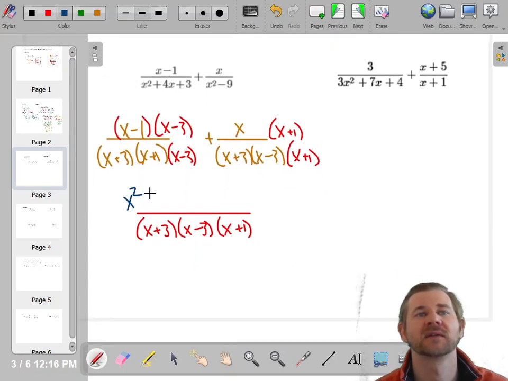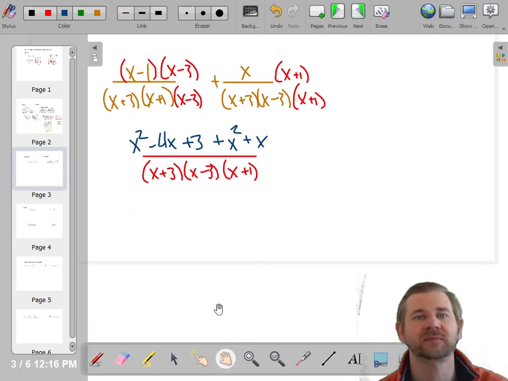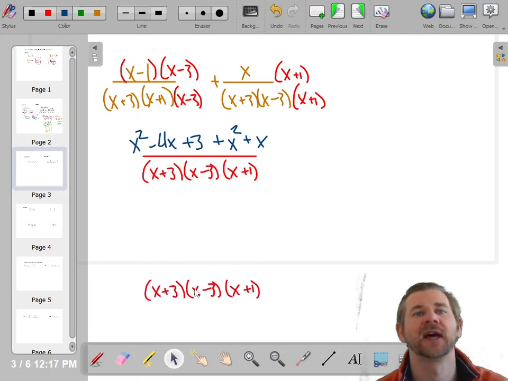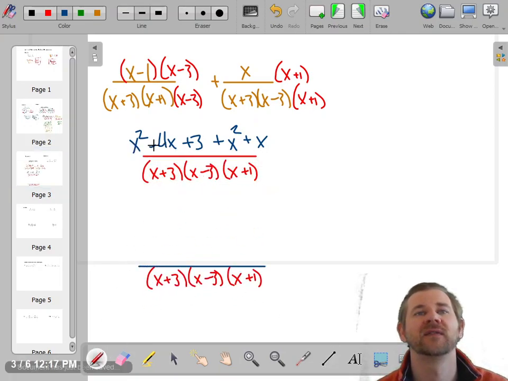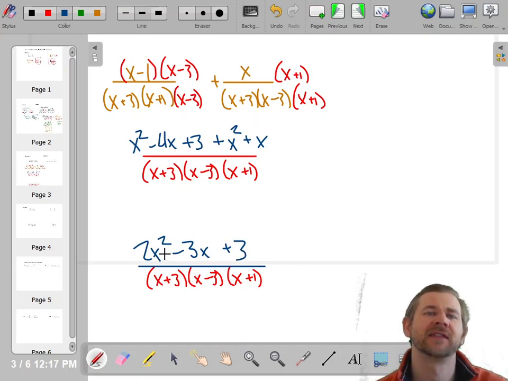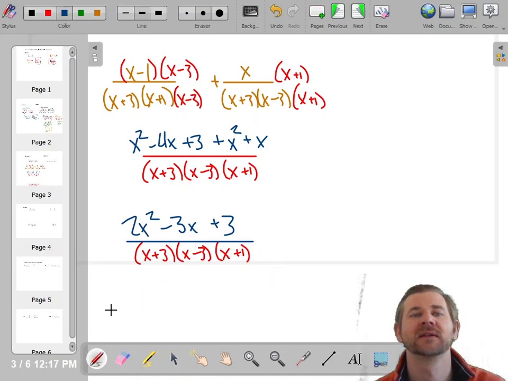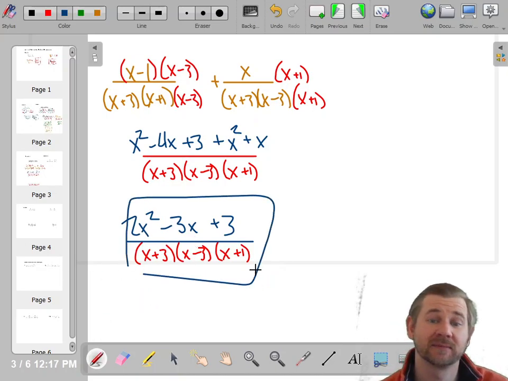x squared. I'm going to do this in my head. Minus 3 minus 1 makes negative 4x. Negative 1 times negative 3 is positive 3. And then plus x squared plus x. So my denominator won't change. I'm just going to copy that. But now in the numerator, I have x squared plus x squared, 2x squared. Negative 4 and 1 make negative 3x, and then plus 3. Does anything multiply to 6 and add to negative 3? I don't think so. So I won't be able to keep going on this one. This is my answer. That's all I can do. Okay. Messy, but it's okay.